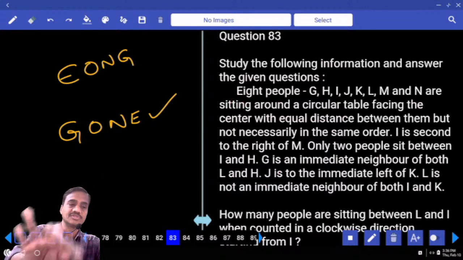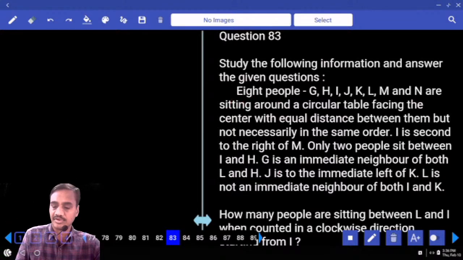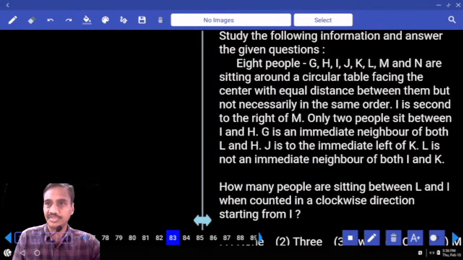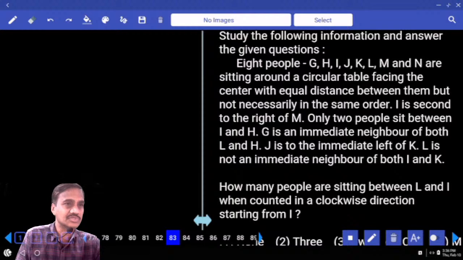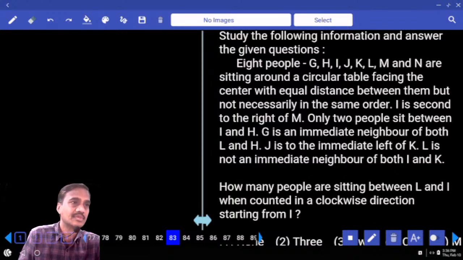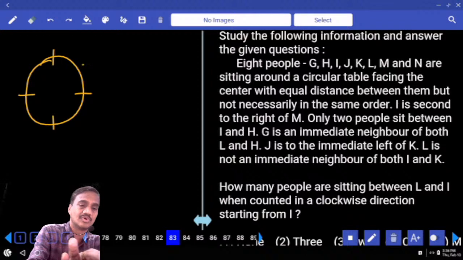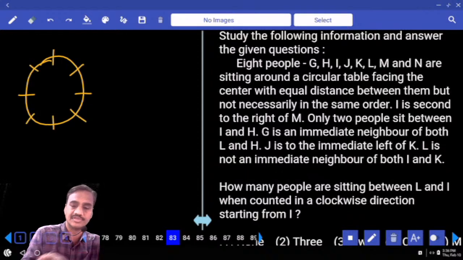Then 83 onwards, it is based on circular arrangement. Now, how many people are there? 8 people, they are seated around a circular table. No other parameter added, and all the persons are facing towards the center, and it must be under the first priority. Then, 8 persons seated around a circular table, 1, 2, 3, 4, 5, 6, 7, 8.